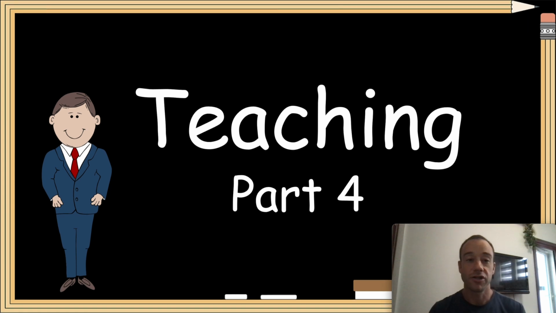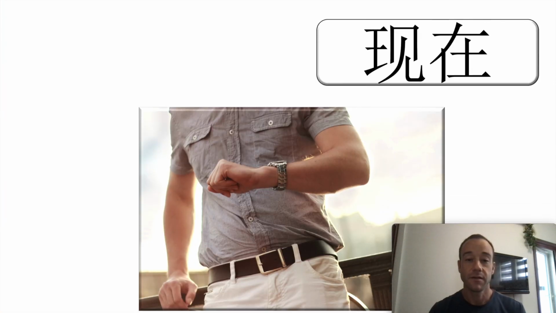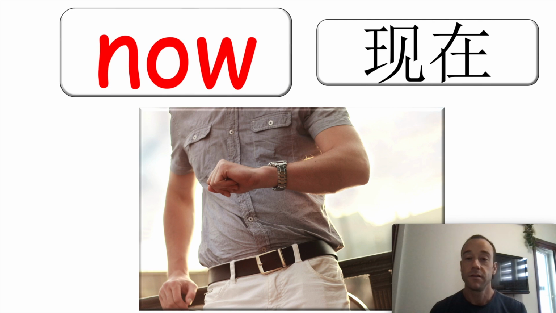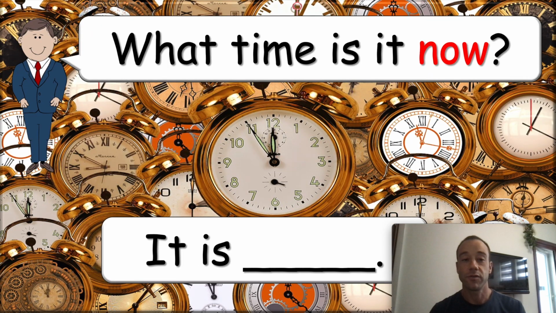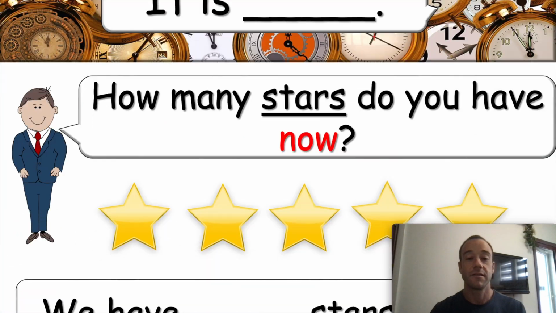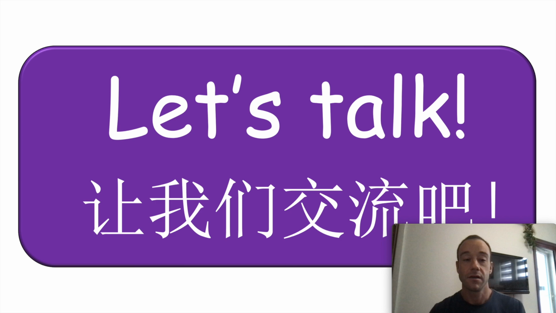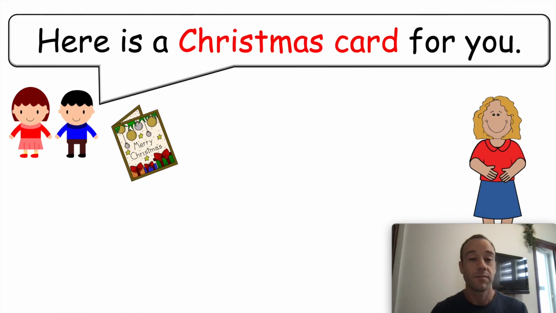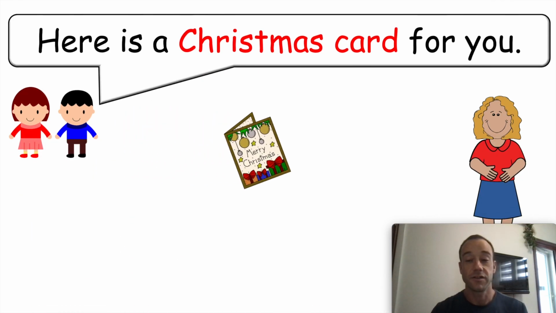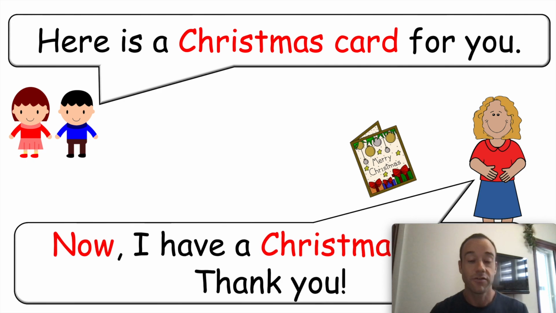And then we go to teaching part 4. We're teaching the word now. This dialogue was similar to the dialogue that I was teaching out of one of the books I had back then, and I thought it was good, so I'd leave it in there for this. So now we have, here is a Christmas card for you. And then she says, now I have a Christmas card.